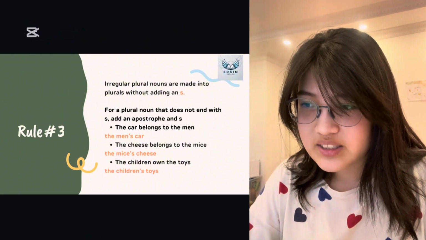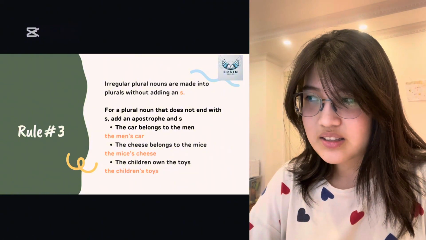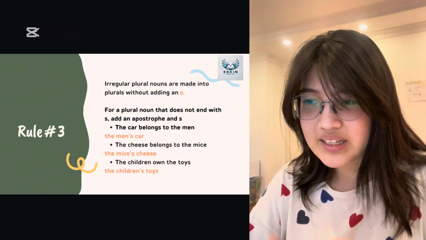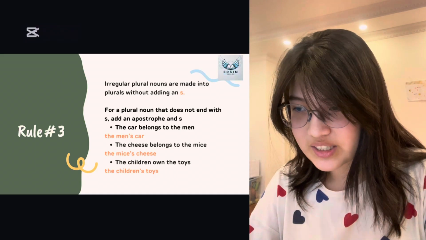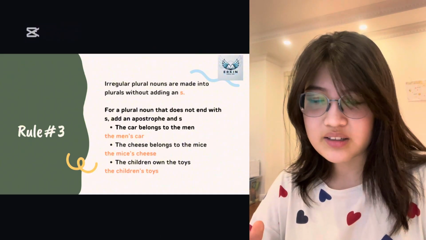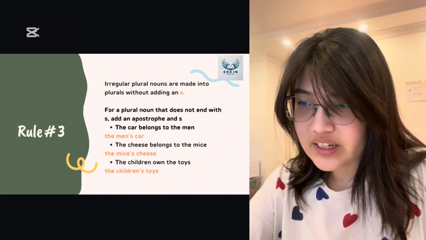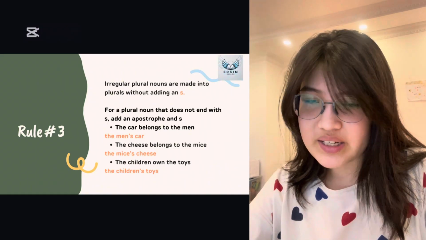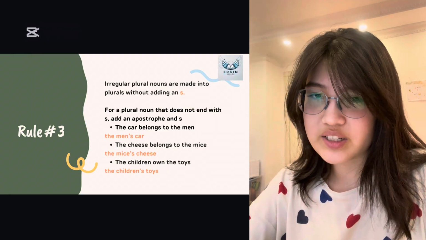So here we can see the example that the car belongs to the men's car. It isn't the mens' car, it's men's car because it doesn't have an extra S. Men is the plural form of man, which is singular. So we have another example, the cheese belongs to the mice's cheese. There is no extra S at the end, so we add an apostrophe and an S.